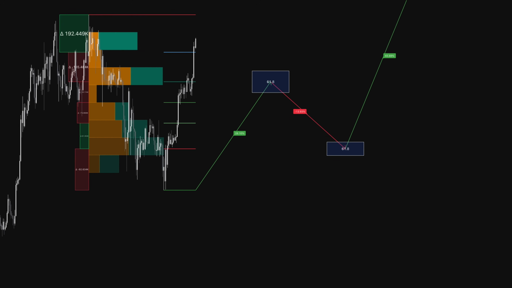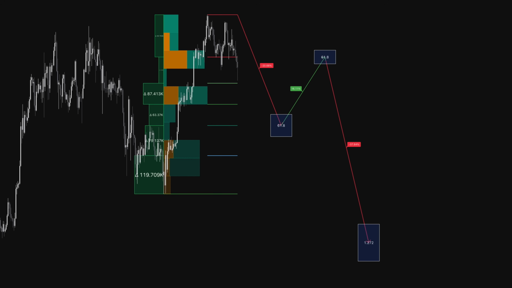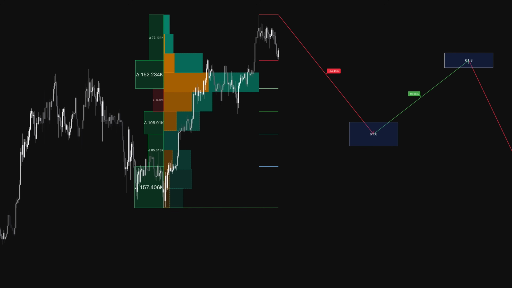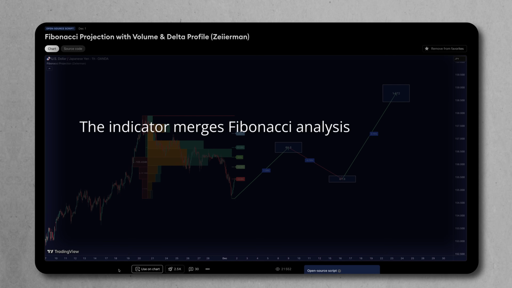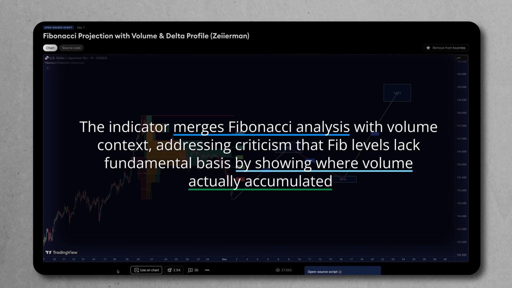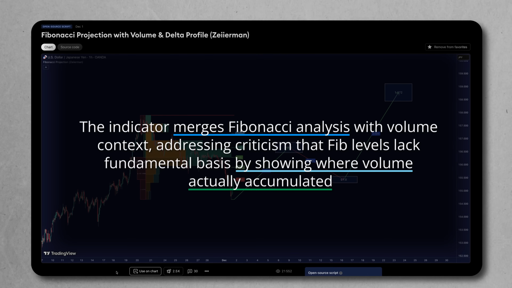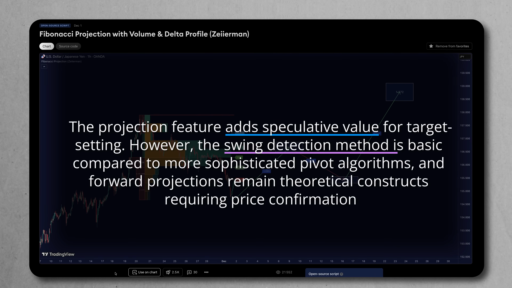Customization options are extensive. Nearly every visual element has adjustable colors, sizes, and styles. The projection boxes, lines, labels, and volume displays can all be tailored to personal preferences. The indicator merges Fibonacci analysis with volume context, addressing criticism that Fib levels lack fundamental basis by showing where volume actually accumulated. The projection feature adds speculative value for target setting.